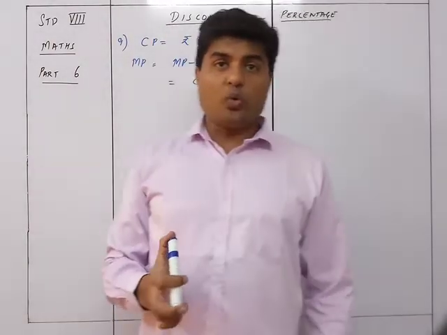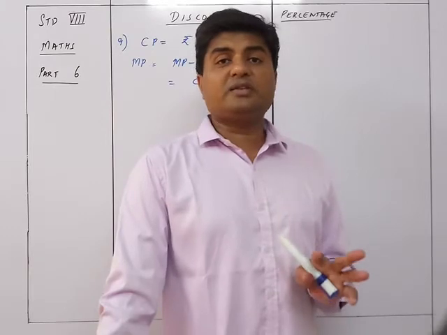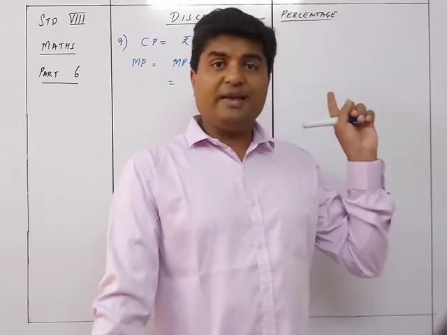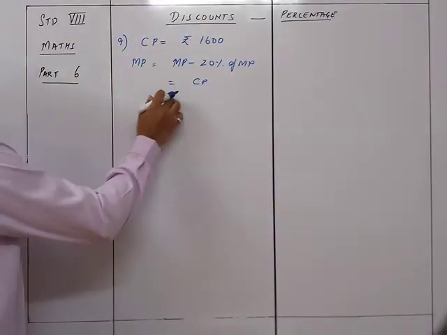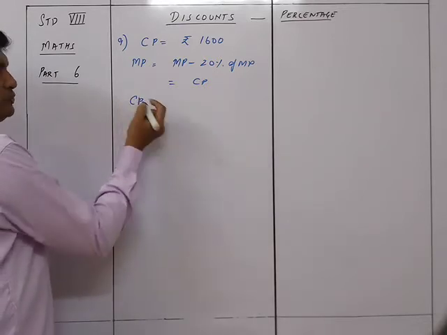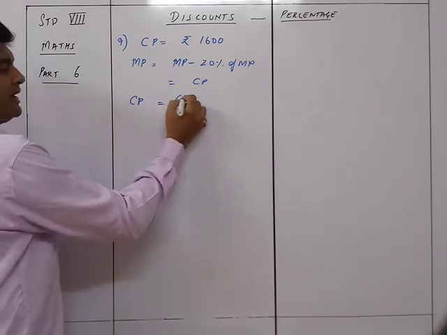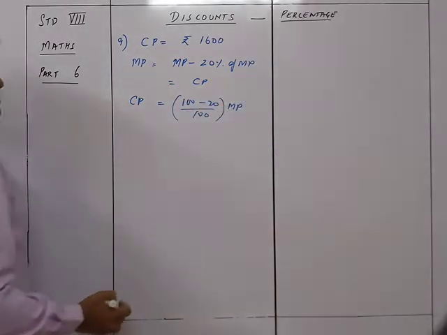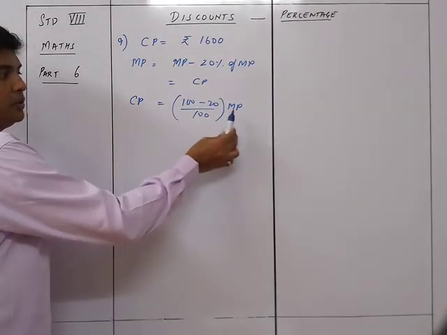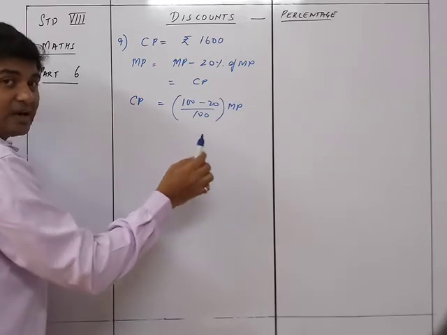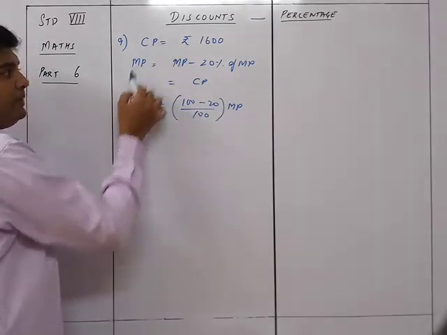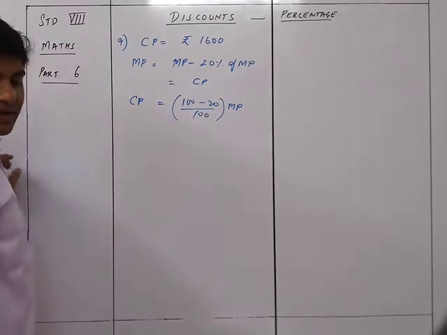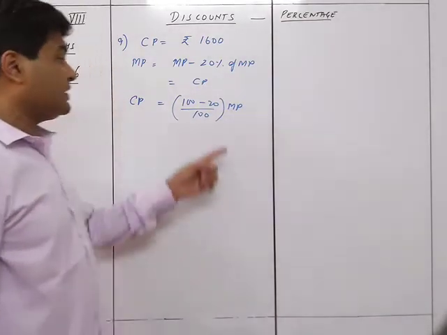20% below the mark price. That means what? We are taking 20% off. If we discount 20% from the mark price, you get the cost price. So accordingly our formula of SP becomes a formula of CP in this case, where it is given as (100 minus 20) upon 100 into MP. Got it? If I discount 20% from the MP, I get my CP. Okay, that is what is given to you, that the MP is 20% less. 1600 is 20% less than the MP.